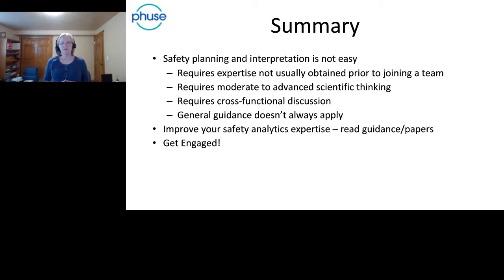It also requires cross-functional discussion. It's not a particular function that needs to be educated. The whole cross-functional team needs to be educated so that we can all participate in discussions for integrated analysis planning. And general guidance doesn't always apply. A lot of times there are unique features of a particular clinical program or a particular drug or a particular design that make some of the things that we normally do not apply. So that's another reason why it takes moderate to advanced scientific thinking. You need to think about whether what's normally done is going to work in your situation. And always think about the purpose of the analysis when you're thinking about some of these general analyses that are done.